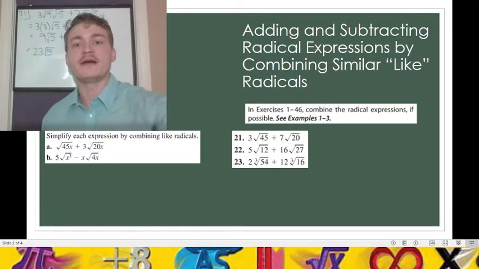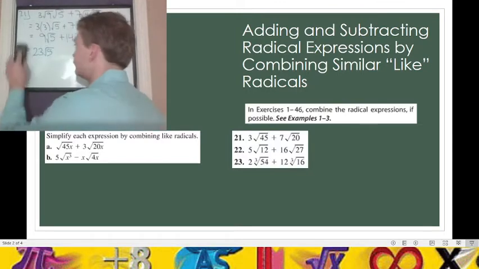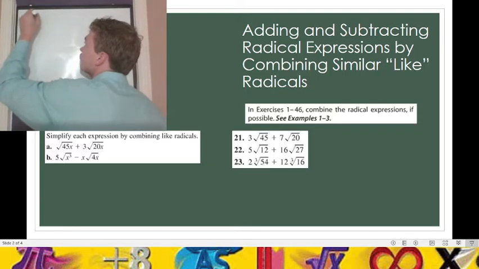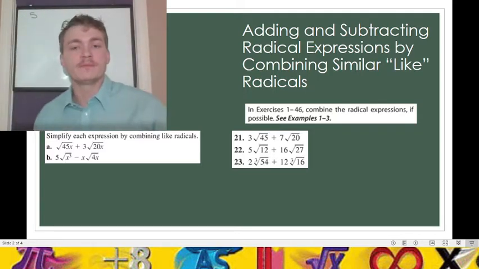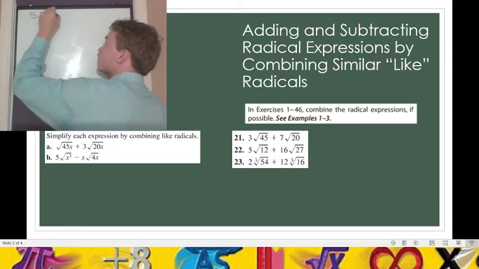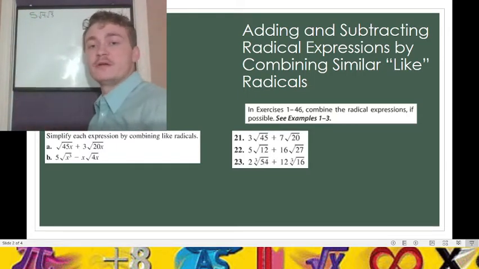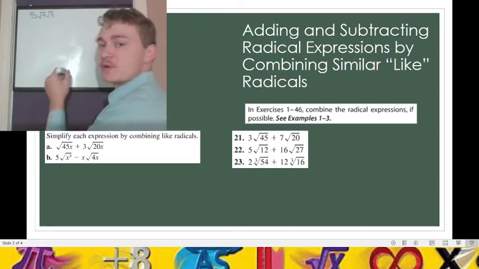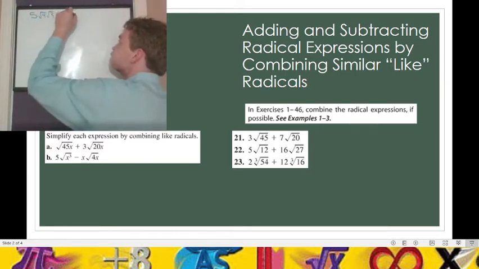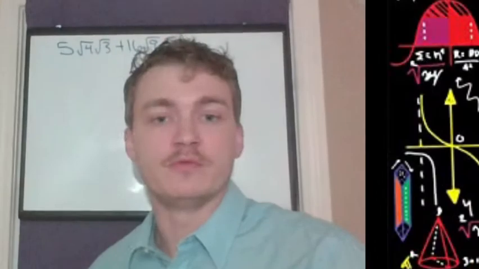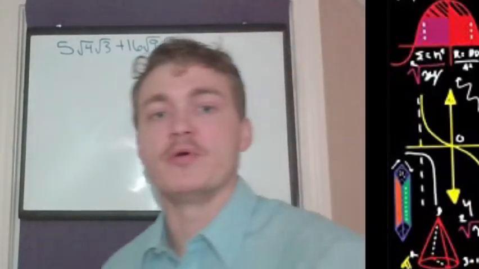Number 22, 5 square roots of 12 plus 16 square roots of 27. Twelve is not a perfect square. However, 4 times 3, exposing a perfect square factor for our radicand of 12, using our product rule for radicals. Now plus 16 square roots of 27. Of course, pause the video at any time to be able to work ahead so that I will not spoil all the fun.